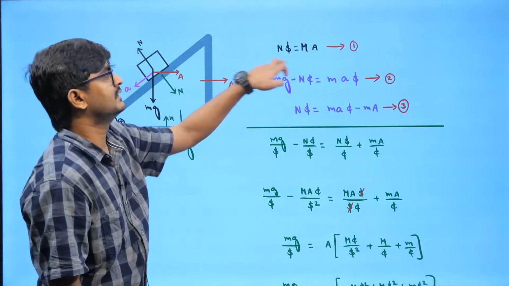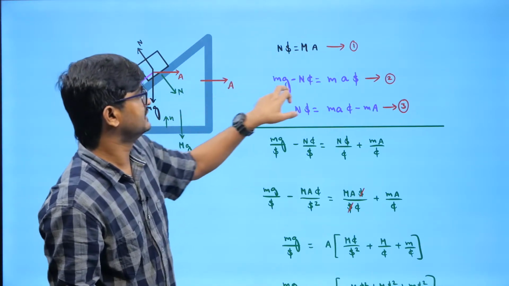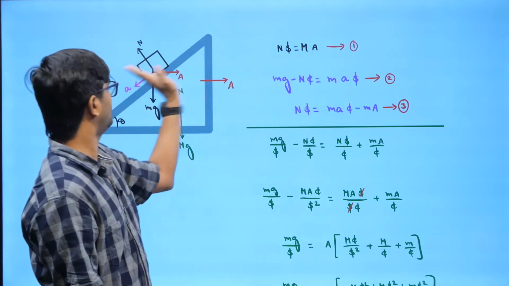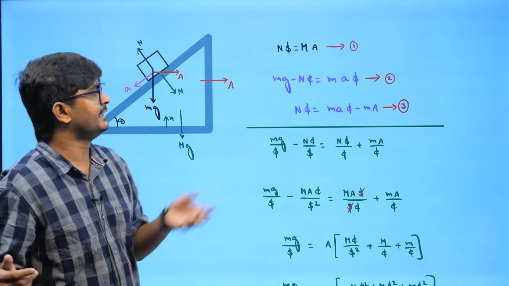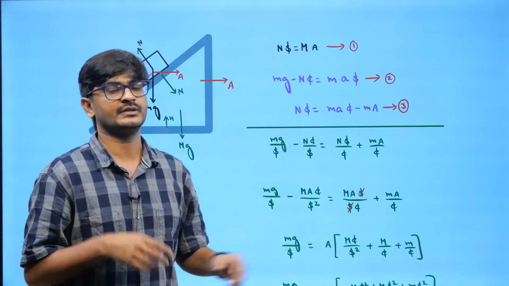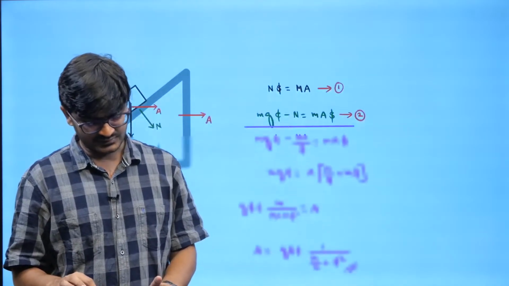So this is for the block, and this is for the wedge. This is for the block along vertical, and this is for the block along horizontal. You can see I brought N into the picture, so I had to write 3 equations. Previously I didn't bring N into the picture, so I had to write only 2 equations. Now solving them is in your hands. There is no single way.